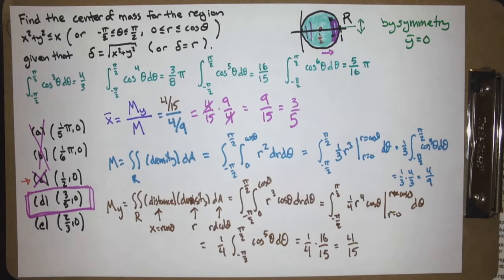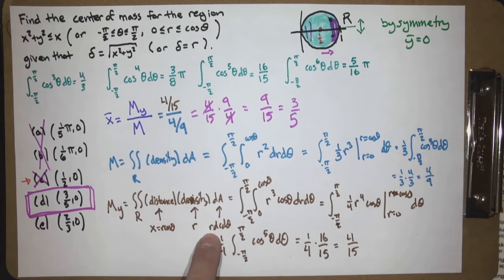Like r to the power of 3 that came from the... This one? There's 3 r's. There's an r coming from distance, an r coming from density, and an r coming from the dA. So that's where all the r's come from. So this is why you have to be careful. It's easy to miss an r.